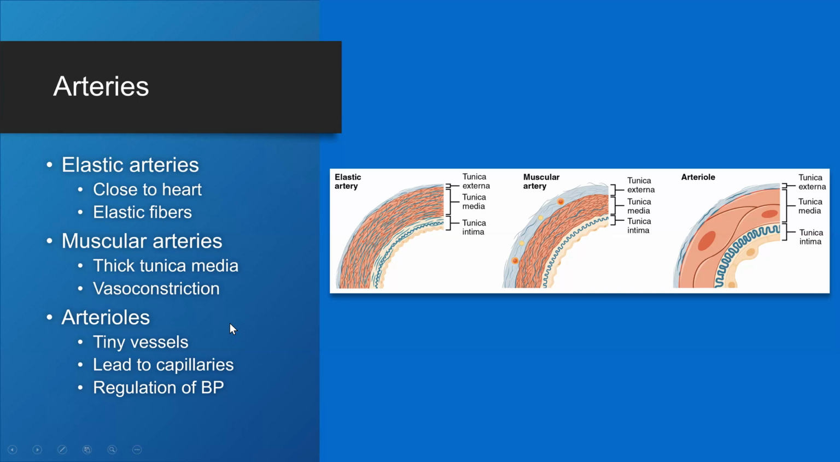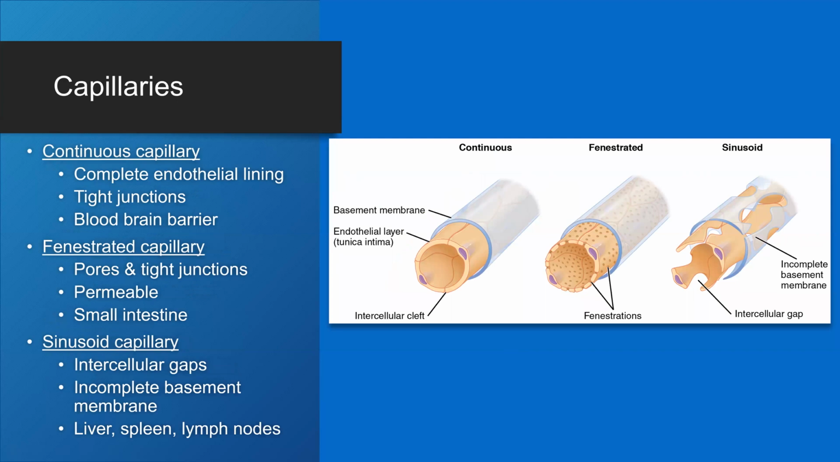Arterioles are small vessels. They lead to capillaries, and they participate in the regulation of blood pressure. So you can see over here, we magnify a lot those small smooth muscles, but now we have just several layers of them in tunica media. So way smaller vessels.